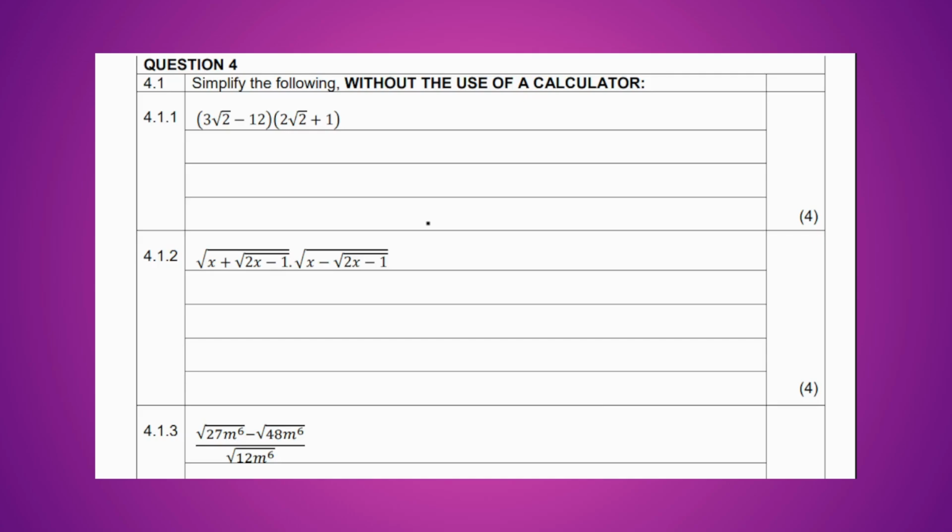So yeah, question 4 of June paper 1. Here we go. Simplify the following without the use of a calculator. Okay, these are very important. It is very tempting to just put it in your calculator and write down an answer. You will get exactly 0 out of 4 if you do that. So you need to know how to work with your surds basically.